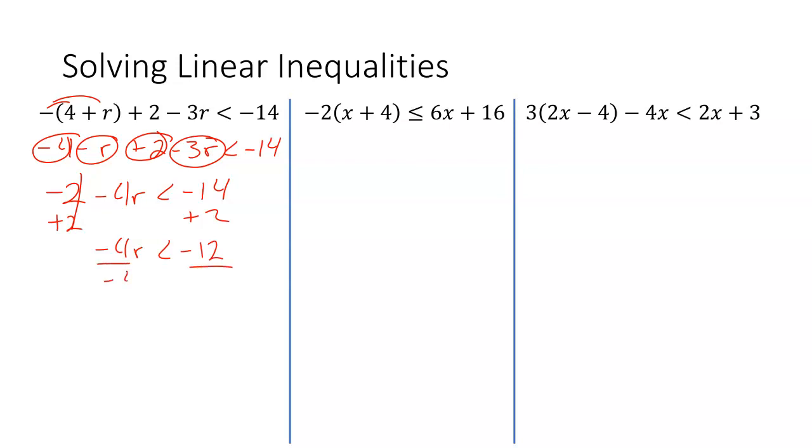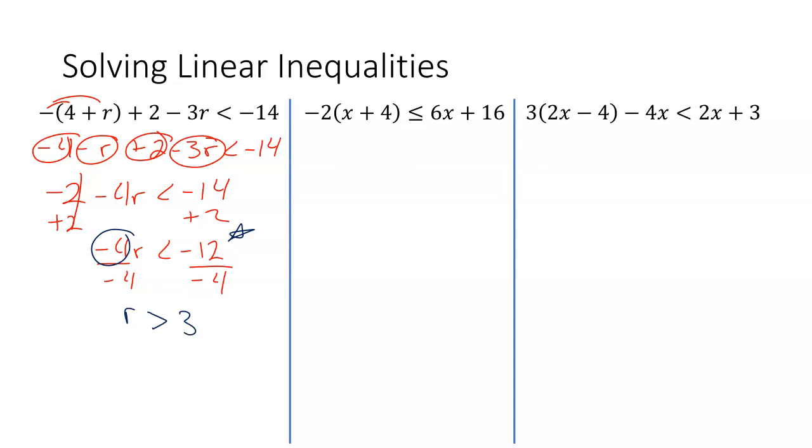Divide. Now this is where we have to be careful, and this is where the inequalities differ. If our coefficient is negative, what do I have to do? I have to flip my inequality. I want to make a special note: it does not matter that the 12 is negative. It only matters if the coefficient is negative. If the coefficient is negative and I multiply or divide, then I need to switch my inequality. So r, instead of being less than, is now greater than +3.